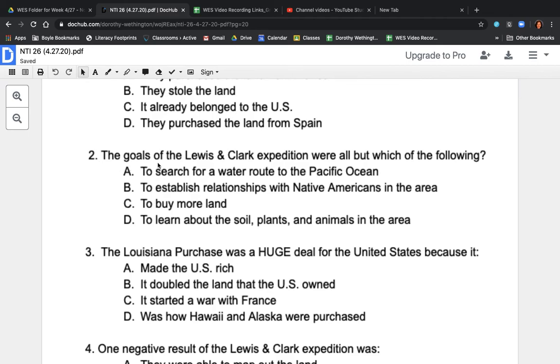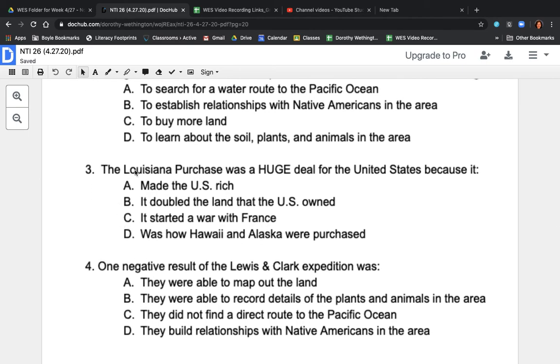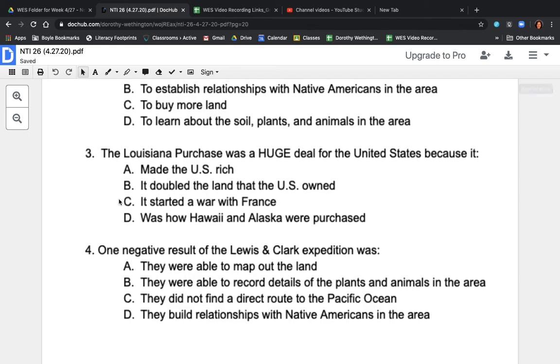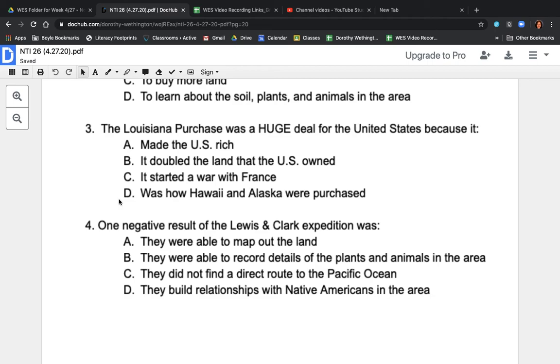Number 2, the goals of the Lewis and Clark expedition were all but which of the following? A, to search for a water route to the Pacific Ocean. B, to establish relationships with Native Americans in the area. C, to buy more land. Or D, to learn about the soil, plants, and animals in the area. Number 3, the Louisiana Purchase was a huge deal for the United States because it, A, made the U.S. rich. B, it doubled the land that the U.S. owned. C, it started a war with France. Or D, was how Hawaii and Alaska were purchased.